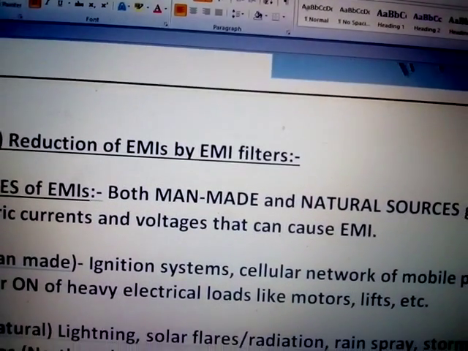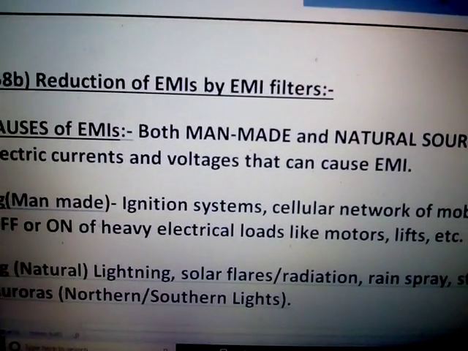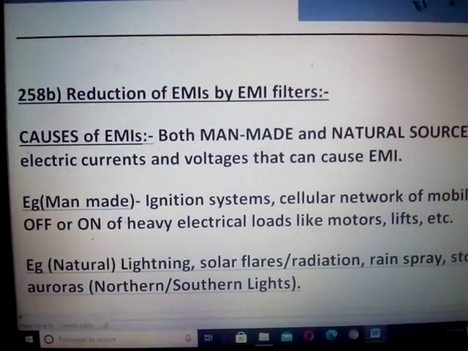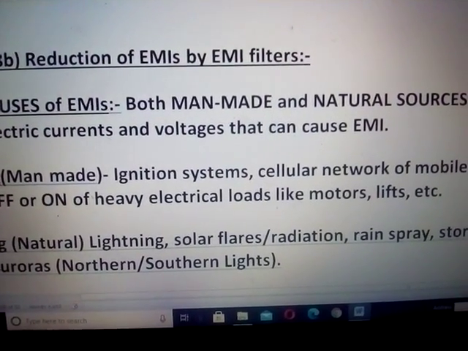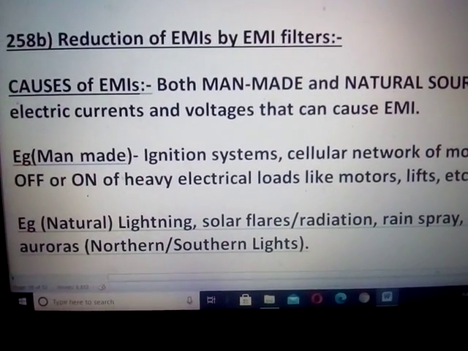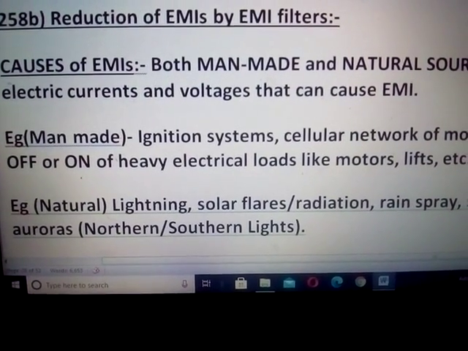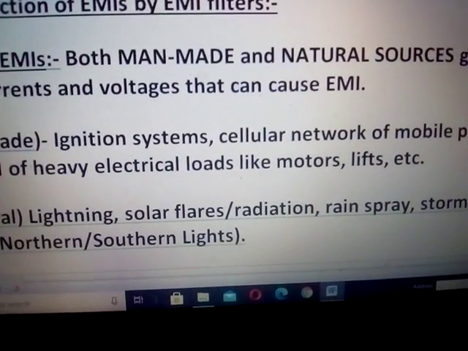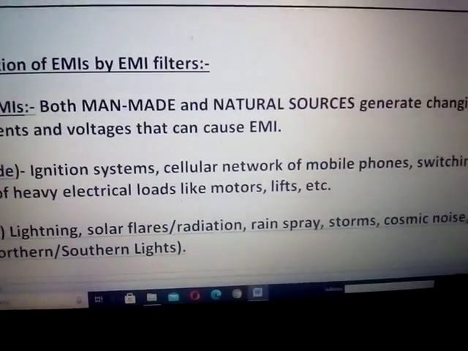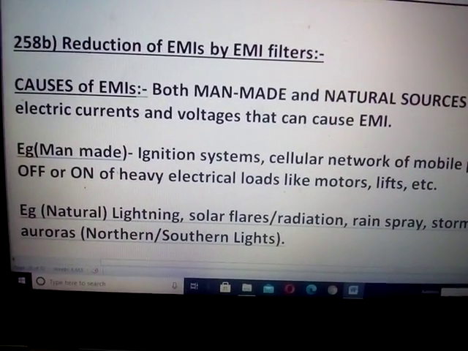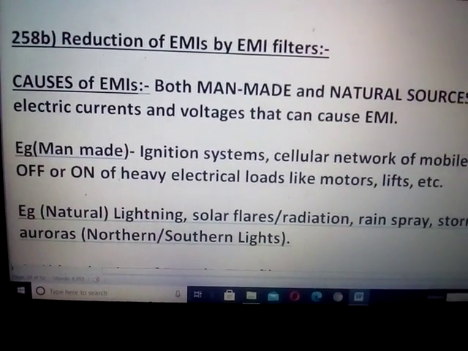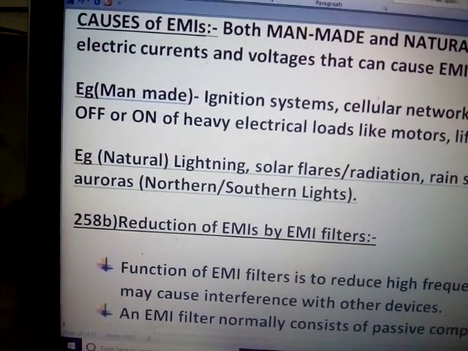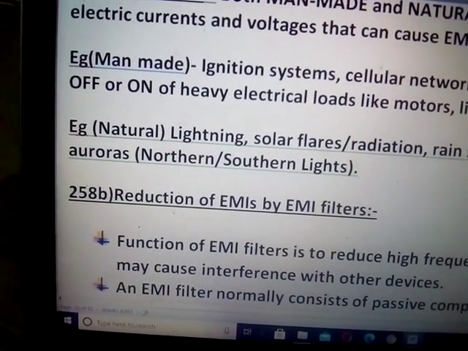What happens is, when you switch on some circuits, there will be radiation. That is man-made. Natural means lightning, solar radiation, rain spray, all these things. They also cause EMIs in electrical circuits. Right. Now, actually this causes part was in the previous part.